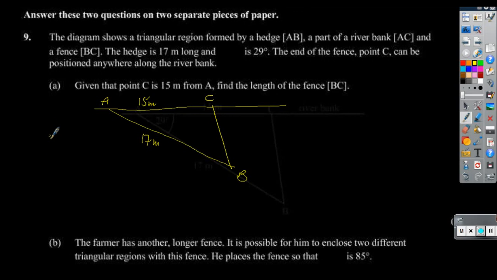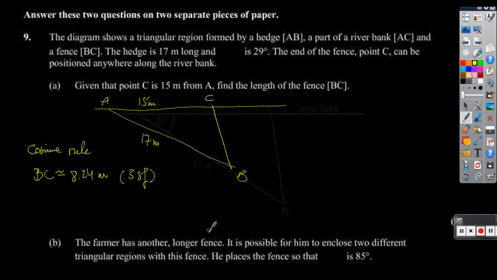And we'll discuss question 9 really briefly. In part A, you will be using the cosine rule. Fairly straightforward. To calculate the distance BC is approximately 8.24 meters to 3 significant figures.